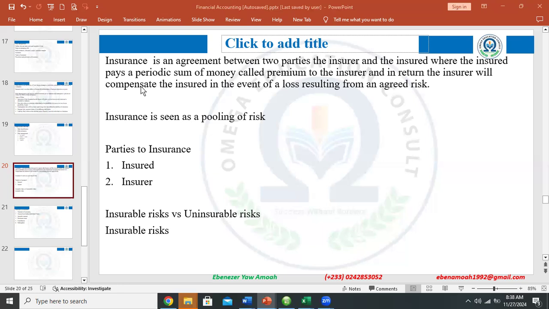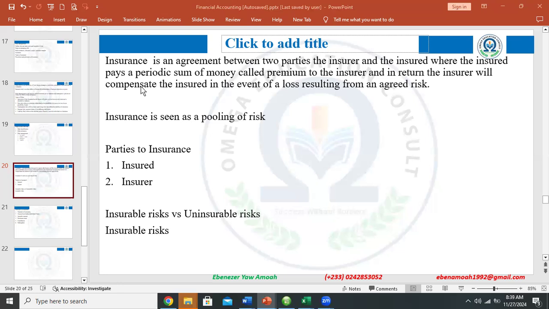Okay, good. So the parties to insurance, as we have agreed, the insured and the insurer. So I want to believe you can briefly explain who the insured is and who the insurer is. So the insured is that individual or business that pays the periodic sum of money so that in the event of any loss, he or she is compensated. And then the insurer is the company that receives the premium, okay, and is obliged to compensate the insured in the event of a loss.